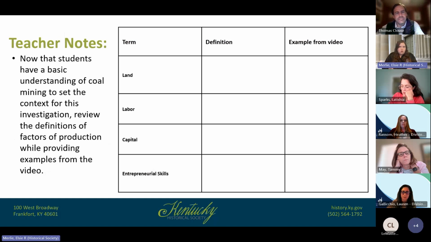Now that your students would also have a basic understanding of coal mining, you would go through and review the definitions for the factors of production, and they're going to be providing some examples that they had from the video.